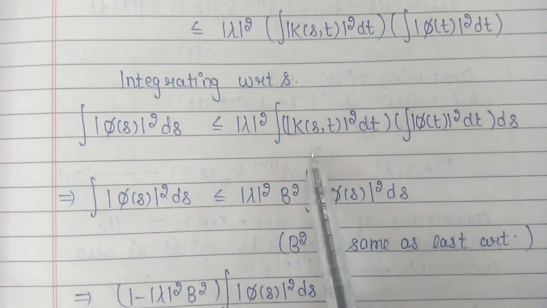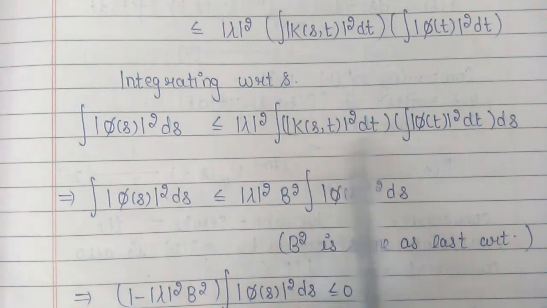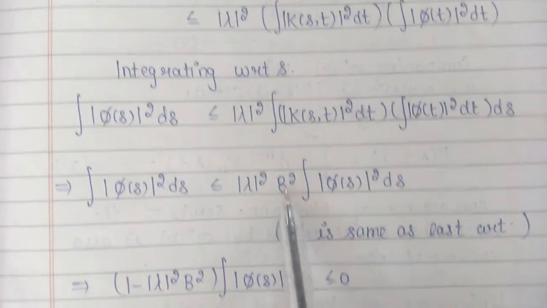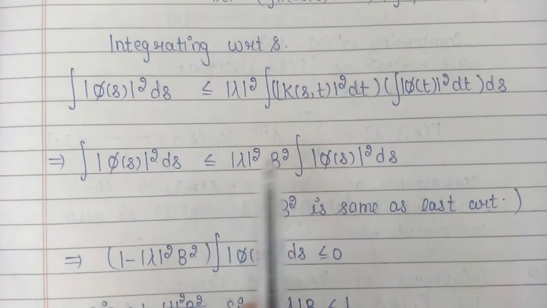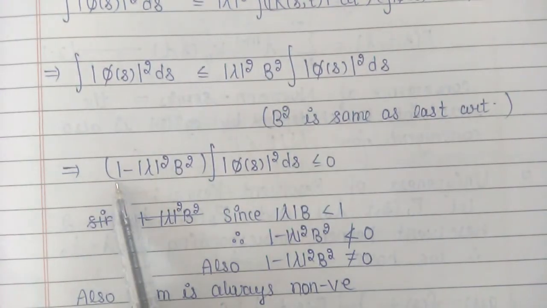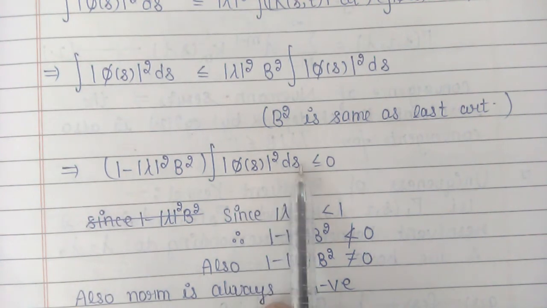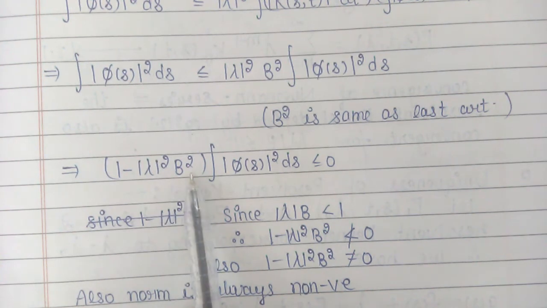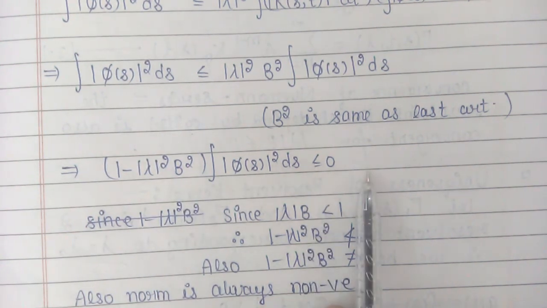Now we have used the notation for this as b square, so that term is replaced by b square. Now shifting this term to the left hand side, we get integral |phi(s)| square ds into 1 minus |lambda| square b square. This is less than or equal to 0.